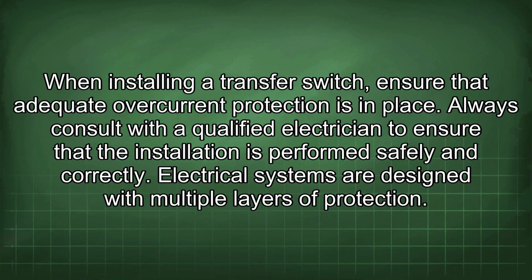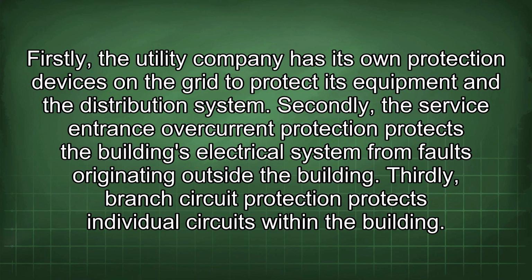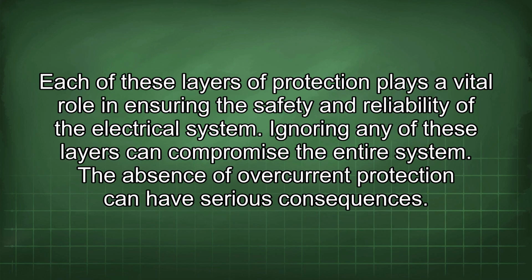Electrical systems are designed with multiple layers of protection. Firstly, the utility company has its own protection devices on the grid to protect its equipment and the distribution system. Secondly, the service entrance overcurrent protection protects the building's electrical system from faults originating outside the building. Thirdly, branch circuit protection protects individual circuits within the building. Each of these layers of protection plays a vital role in ensuring the safety and reliability of the electrical system. Ignoring any of these layers can compromise the entire system.